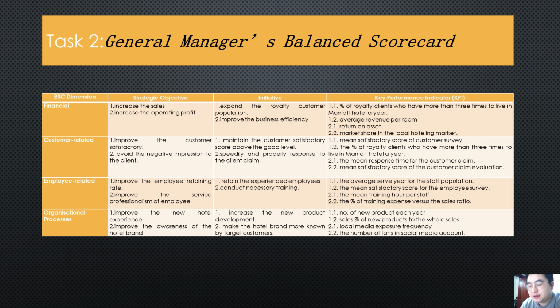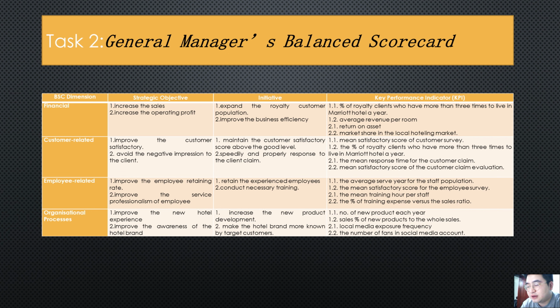the mean response time for customer claims and the mean satisfaction score of the customer claim evaluation. So for the employee related dimension, we have two strategic objectives: to improve the employee retention rate and to improve the service professionalism of employees. To realize this objective, we have two initiatives. One is to retain the experienced employees, by which we have to fulfill two KPIs as the average years of service for the staff population and the mean satisfaction score for the employee survey.